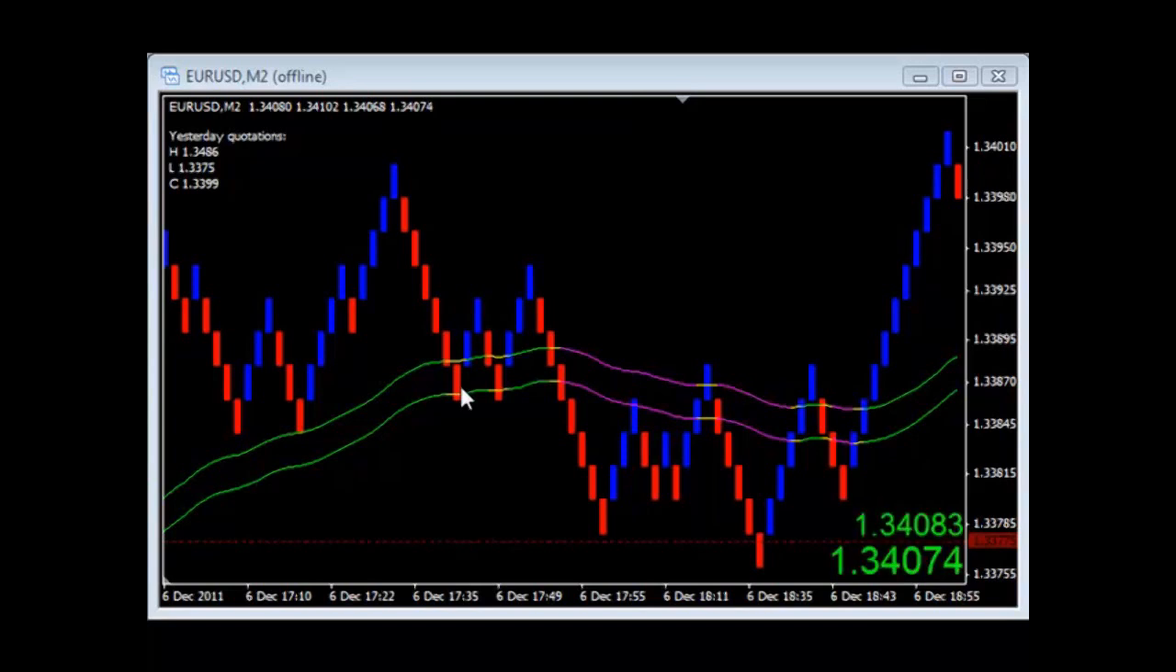So, I mean, you could have made a ton of money trading Renko at a time when everybody else who's staring at candlesticks and bar charts is sitting there scratching their head trying to figure out what's going on.